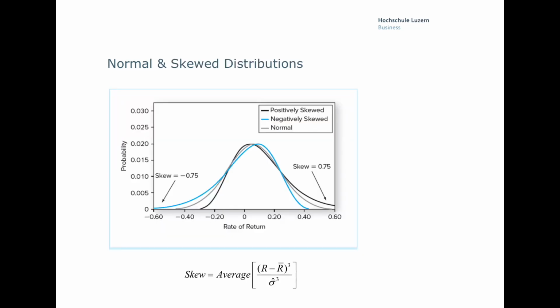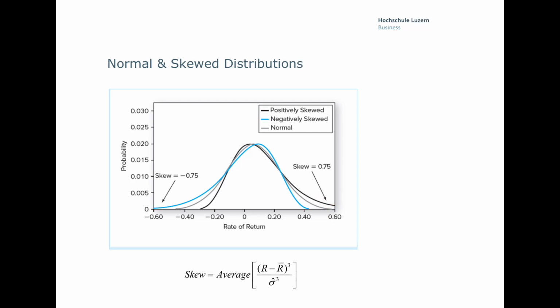Normal and skewed distributions. As a measure of asymmetry, called skew, is the ratio of the average cube deviations from the sample average, called the third moment, to the cubed standard deviation as shown in the formula at the bottom. So now let's compare the black and blue skewed curve with the gray normal curve. When a distribution is skewed to the right, as is the black curve, the extreme positive values when cubed dominate the third moment, resulting in a positive skew.